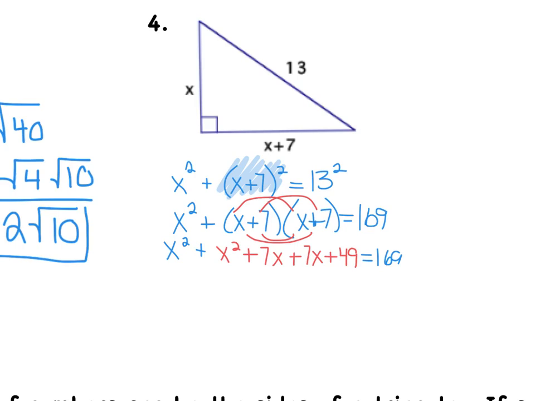Let's combine like terms. I have an x squared plus an x squared. That is going to equal 2x squared. I don't add the exponents. Then I could combine 7x with 7x. That gives me plus 14x. And now in one step here, I'm going to subtract 169 from 49 just to save myself space. It's going to be minus 120 equals 0. Why did I equal it to 0? Because it's a quadratic that I can't use square roots on, so I had to get it equal to 0.